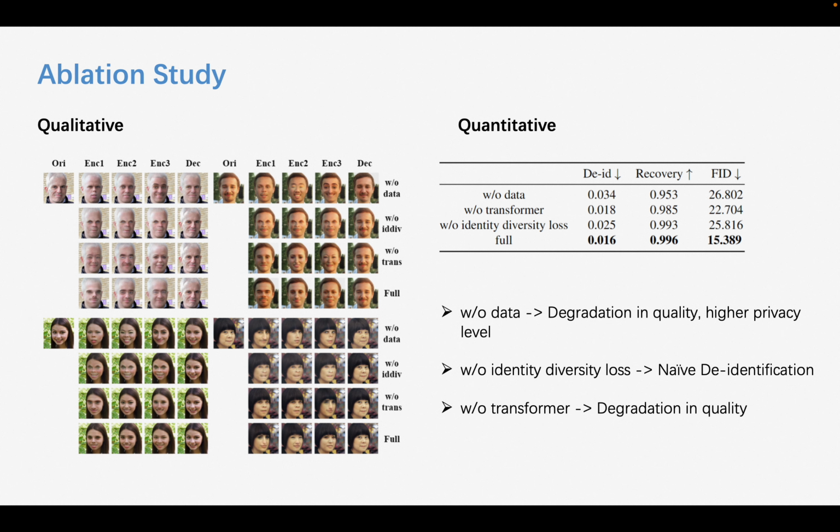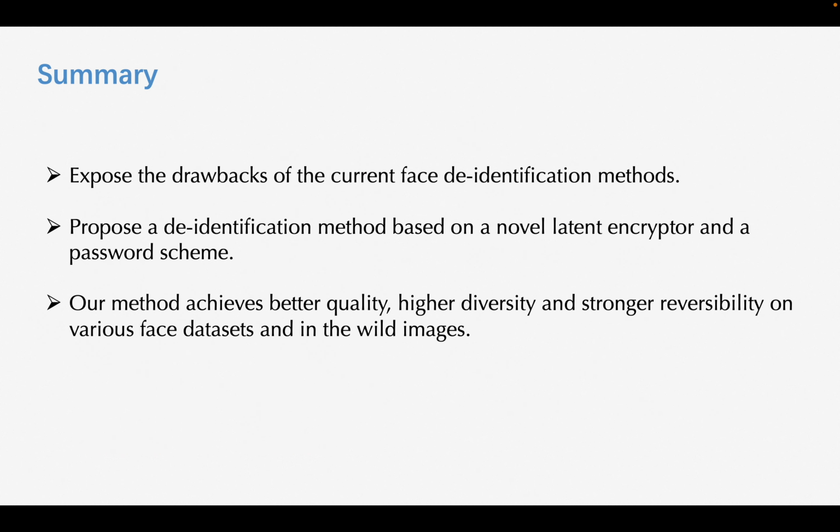To summarize, in this work, we first expose the drawbacks of the current face de-identification approaches and propose a de-identification method based on a novel latent encryptor and a password scheme. Our method, RiDDLE, achieves better quality, higher diversity, and stronger reversibility on various face datasets and in-the-wild images.